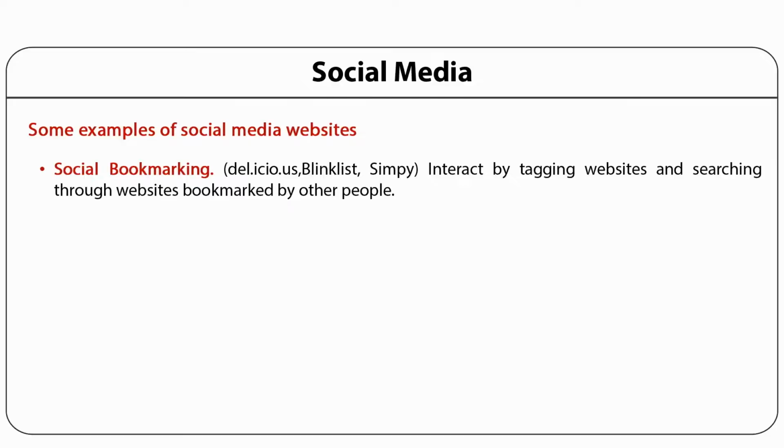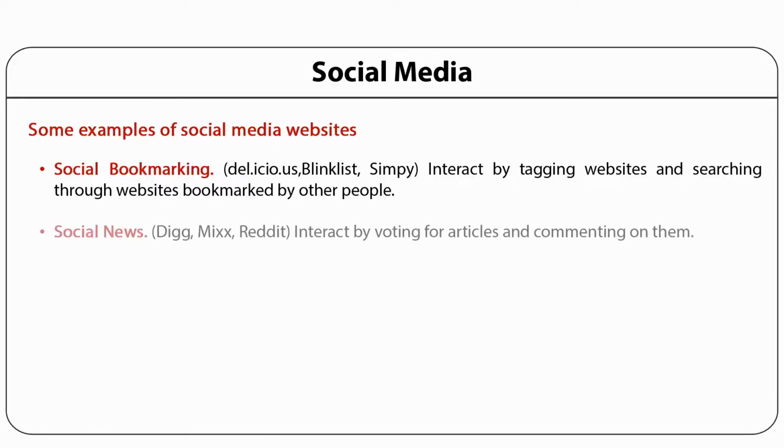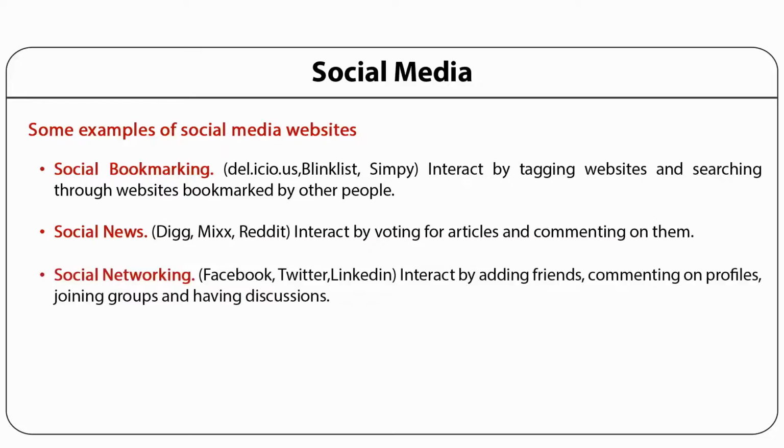Examples are Simpy, Blinklist, etc. Social news. We can interact by voting for articles and commenting on them. Examples are Digg, Mixx, Reddit. Social networking. In this case, we can interact by adding friends, commenting on profiles, joining groups, and having discussions. Examples are Facebook, Twitter, LinkedIn, etc.